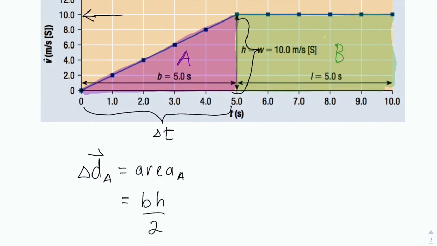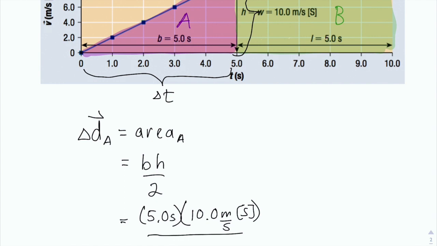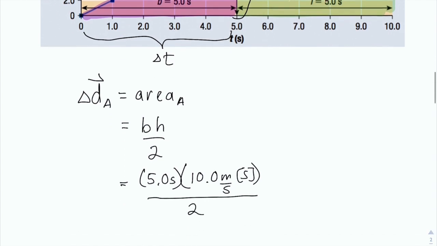So if we sub these values in, we end up with 5 seconds times 10.0 meters per second south divided by 2. Simplify this in your calculator, and you are left with 25 meters south.